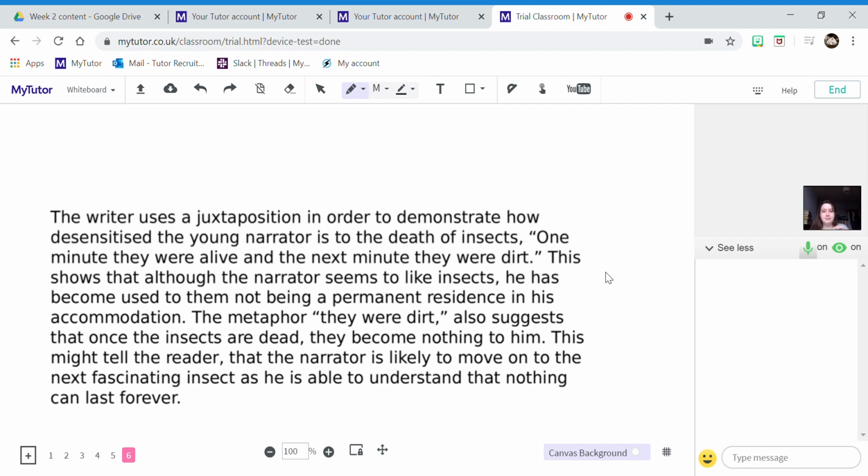Also picking out a smaller piece of information, another quotation, and I'm labelling it. This might tell the reader, so I'm now giving a personal response, that the narrator is likely to move on to the next fascinating insect, as he is able to understand that nothing can last forever. So that is my what a good one looks like for you today.